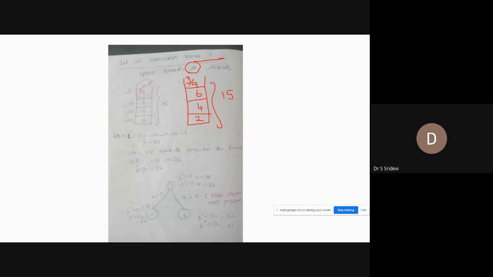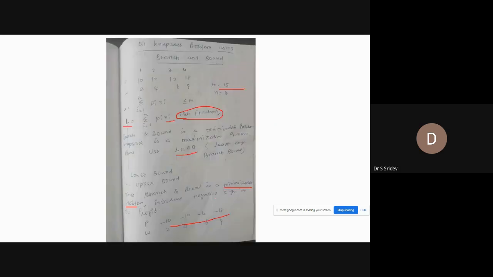So the remaining weight is only 3, isn't it? The first 3 objects already occupied 12 kg, and the capacity of the knapsack is 15, so the remaining is only 3. But the actual weight of the fourth object is 9, and its profit is 18, so the profit of the fourth object is minus 18.